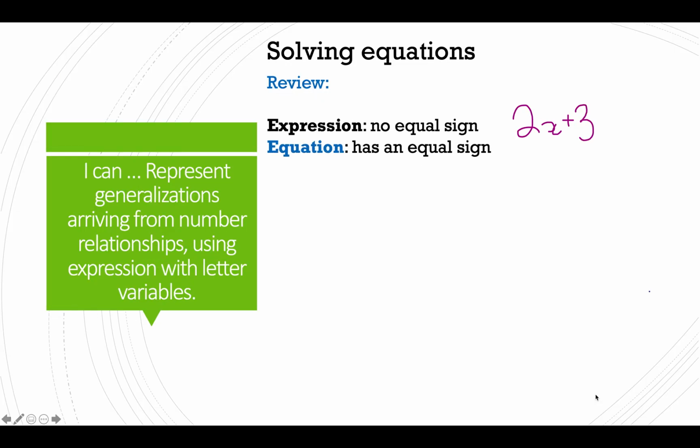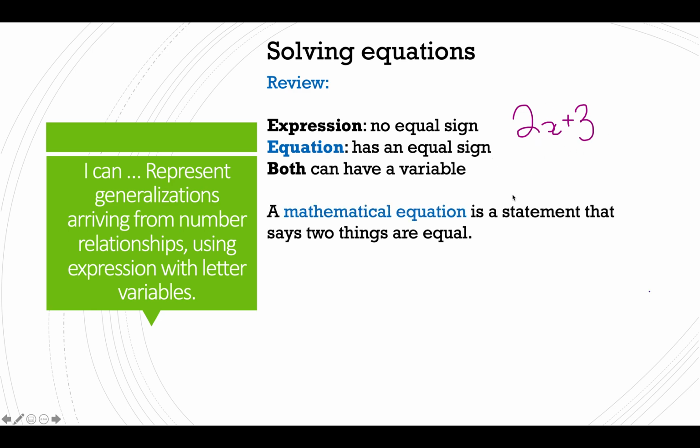Now an equation does have an equal sign, and that's what we're mainly going to be talking about today. Both an equation and an expression could have a variable, but the key difference is that an equation has an equal sign. So we're going to go through a couple of examples. A mathematical equation is a statement that basically says that two things are equal.